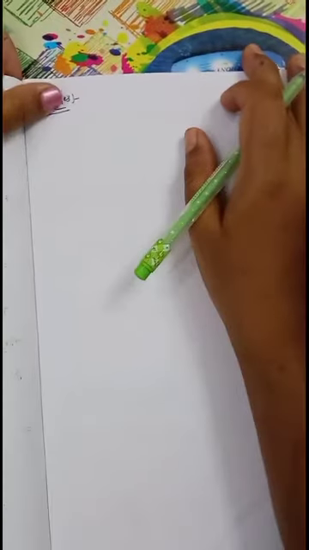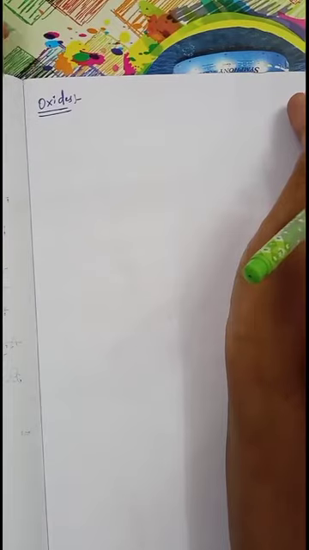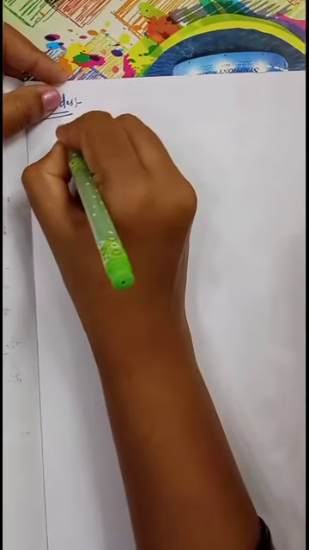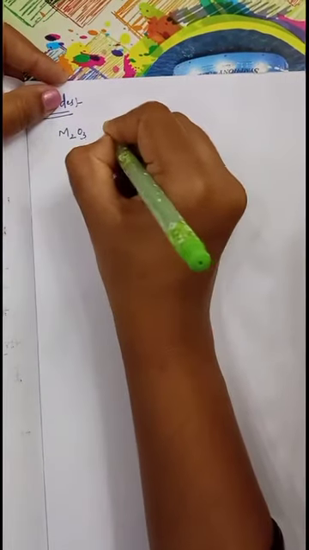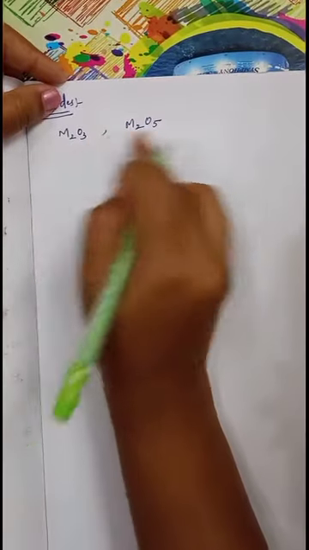Now another important chemical property of 15th group elements is oxides. These 15th group elements can also react with oxygen present in the air to form different types of oxides. Specifically, they can form M2O3, trioxides, and M2O5, pentoxides.